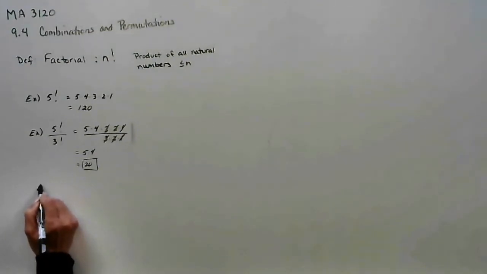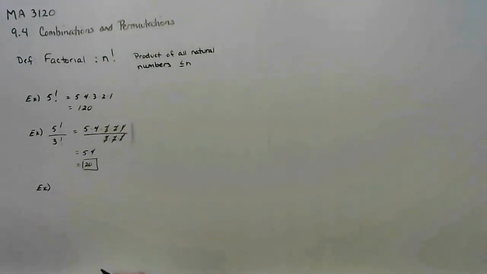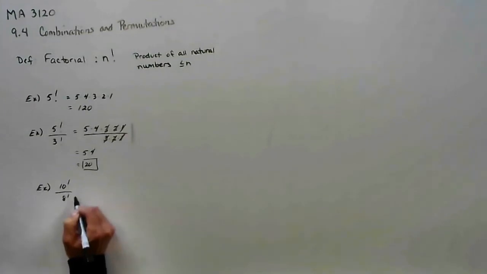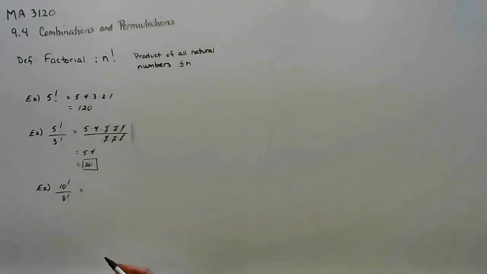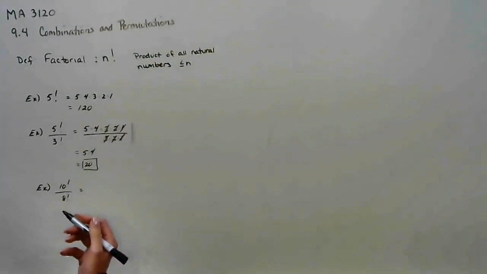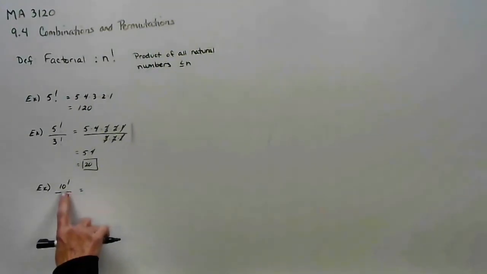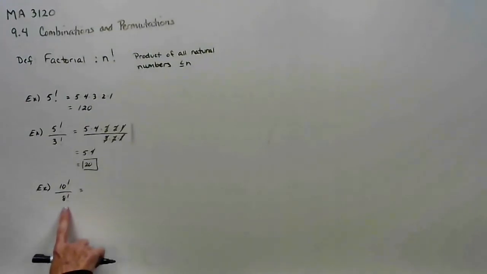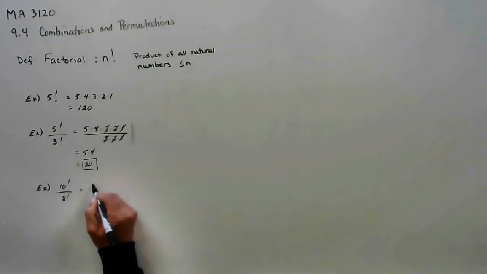Now let's say I give you something a little bit larger. Let's say we look at 10 factorial divided by 8 factorial. You know, or this could have been 70 factorial. But you may look at this and you might go, well, I know 10 factorial is 10 times 9 times 8 times 7 times 6, 5, 4, 3, 2, 1. And this is also 8 times 7 times 6, 5, 4, 3, 2, 1. So what I'm going to start doing is I'm going to start expanding this.